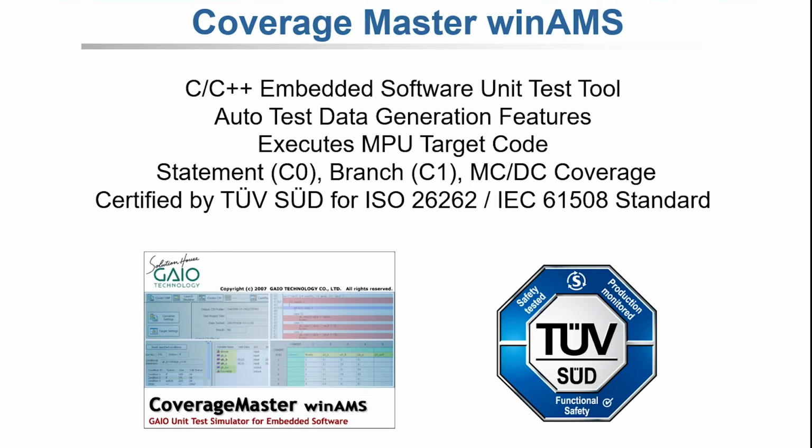Coverage Master winAMS is a C and C++ language unit test tool that provides automatic test data generation, executes the actual target code on a built-in MPU simulator, and provides statement, branch, and condition coverage data on the results in accordance with international safety standards.